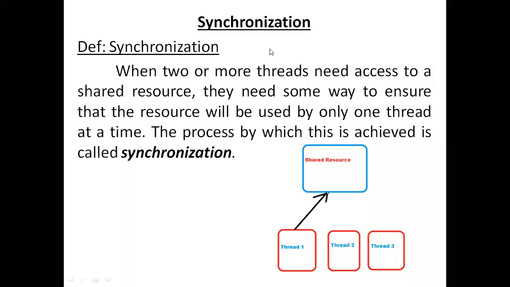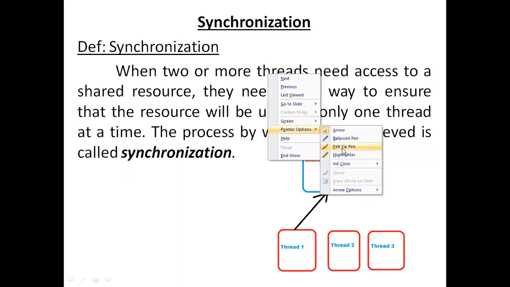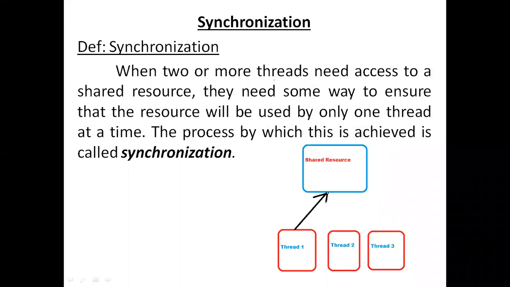Now we are going to discuss the topic called synchronization. Let's see the definition of synchronization. When two or more threads need to access a shared resource, they need some way to ensure that the resource will be used by only one thread at a time. The process by which this is achieved is called synchronization.